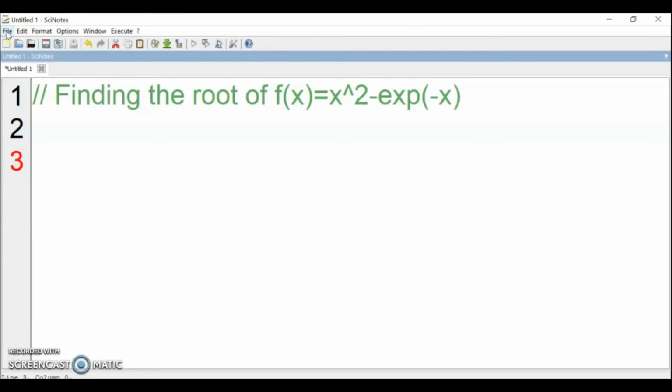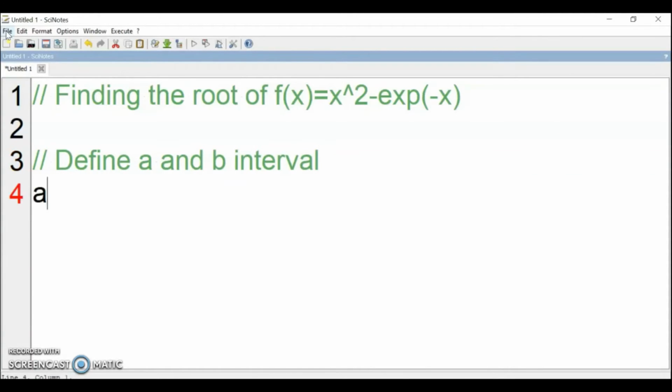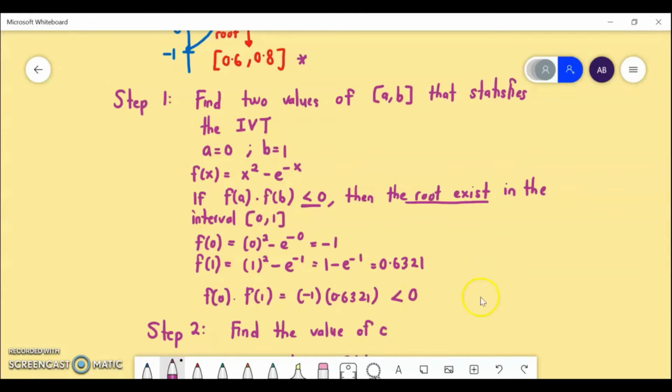we want to do the bisection method, right? So we need to define the interval. Define the a and b interval. Okay, so a equals 0, b equals 1. And then we got to find c, but c changes. Okay, first iteration, second iteration, c changes depending on the condition that we set.